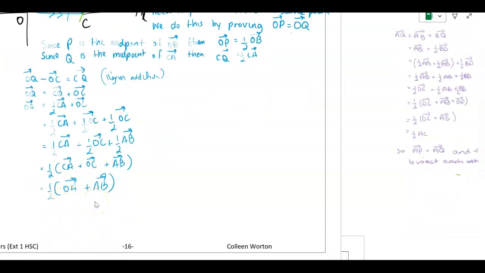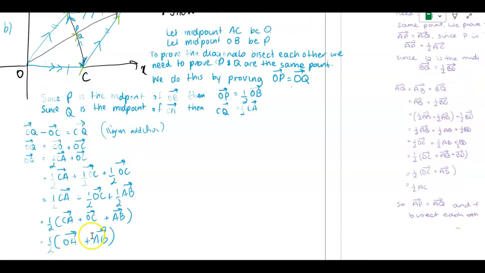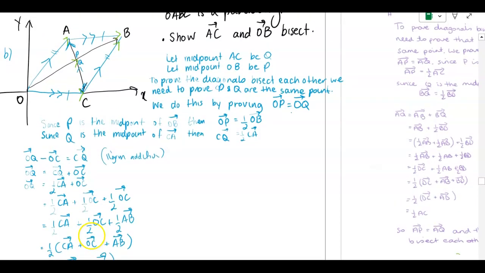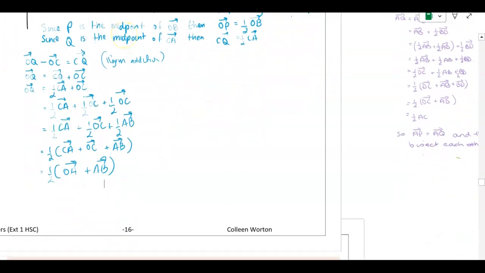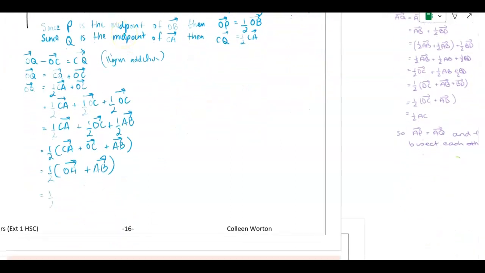So again, you might need to pause the video or rewind and go back and have a look at what I've done there. And now I want to see what's the sum of OA plus AB. Starting here, OA plus AB is OB. So we're going to replace that with vector OB. And right at the start, we said that a half of vector OB up here is vector OP.